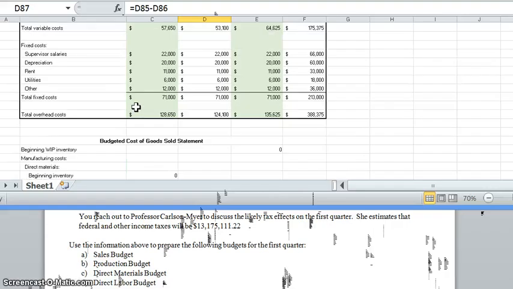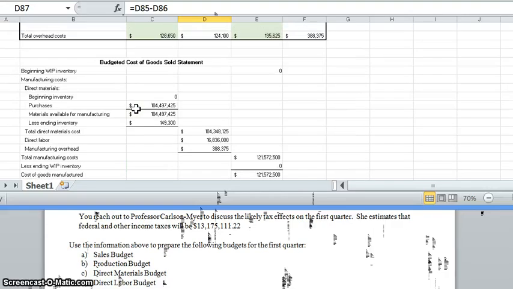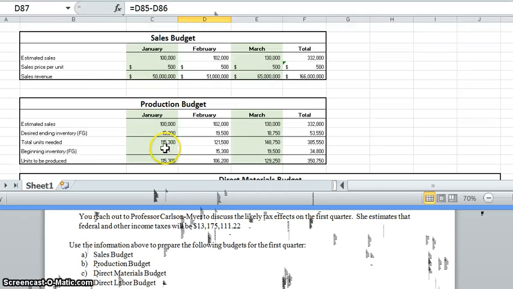And keep in mind the one that I usually put on the exam for a written problem is going to be this cost of goods sold statement. The others are usually built into some type of multiple choice for Chapter 13.